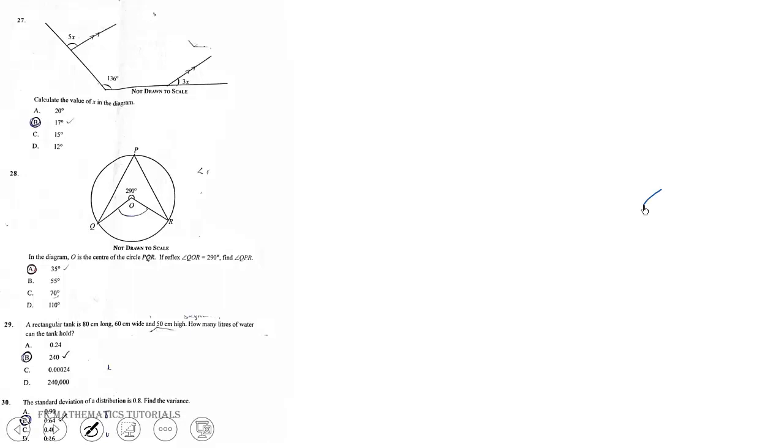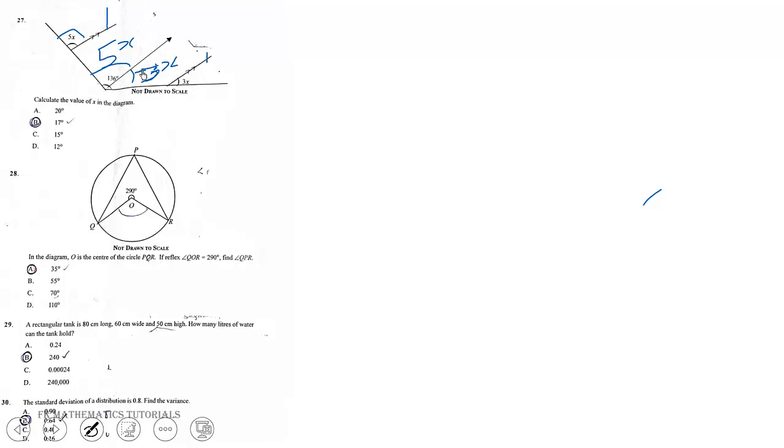So we have question 27. Calculate the value of x in a diagram. So we can see that the two lines, this line and this line, are parallel, and they make an angle of 5x and 3x, as we can see. When we introduce a third line which is parallel to both lines, then this angle is corresponding to this angle, which is 5x. This angle is also corresponding to this angle, which is 3x.